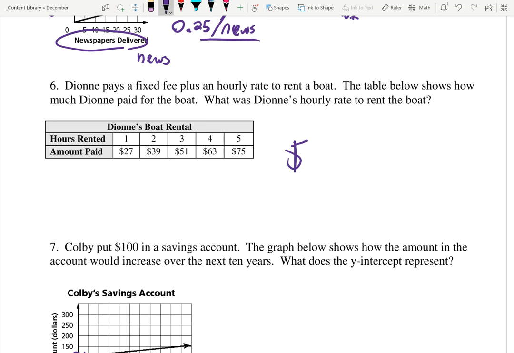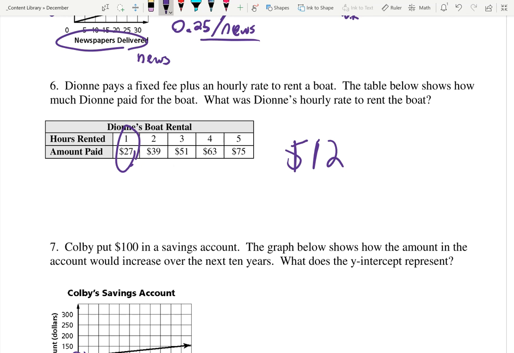We can figure that out because of the difference in hours. From 1 hour to 2 hours, from 2 to 3, from 3 to 4, from 4 to 5, every hour is increasing by 12, showing us that the hourly rate is $12. But why is it not 27? Let's quickly explain why. How come the first hour is 27?